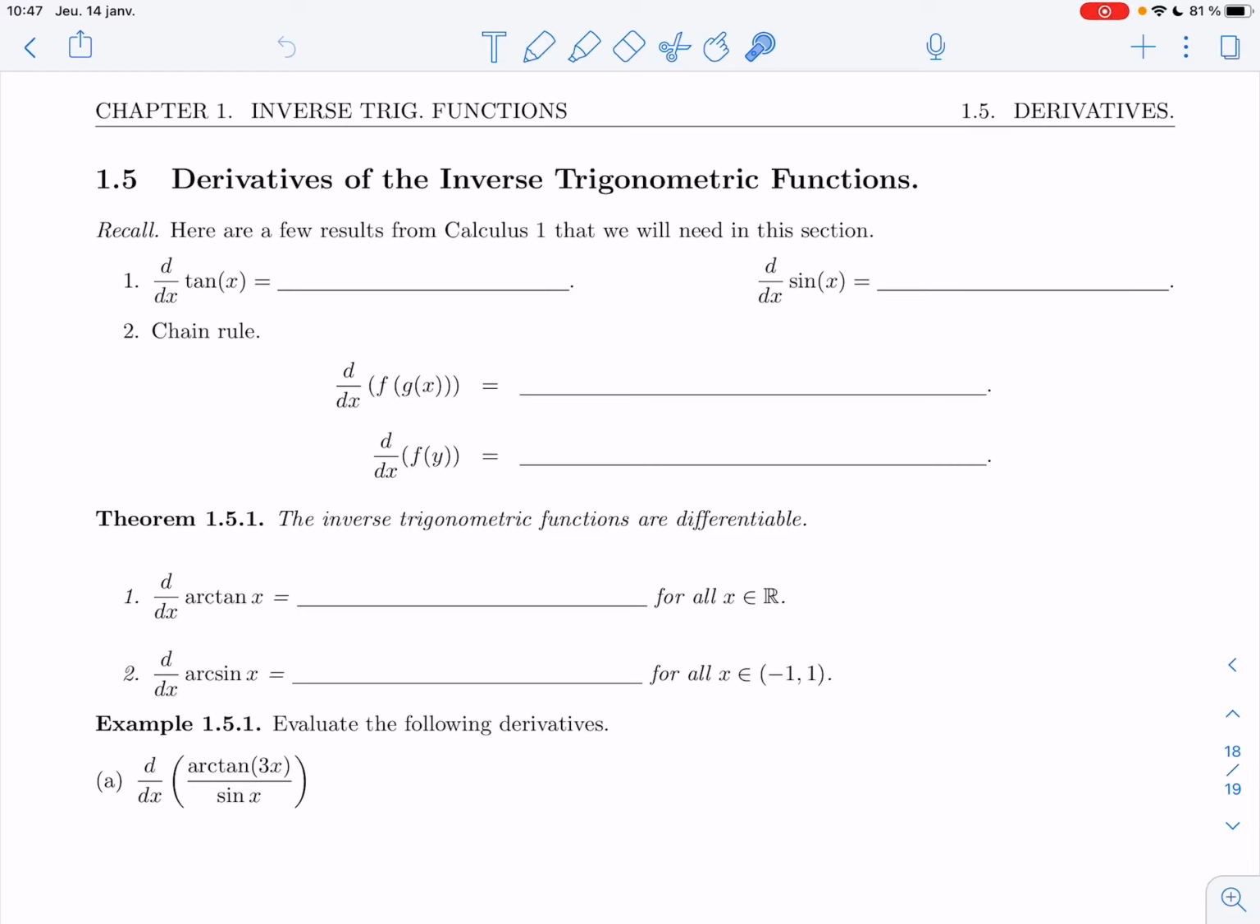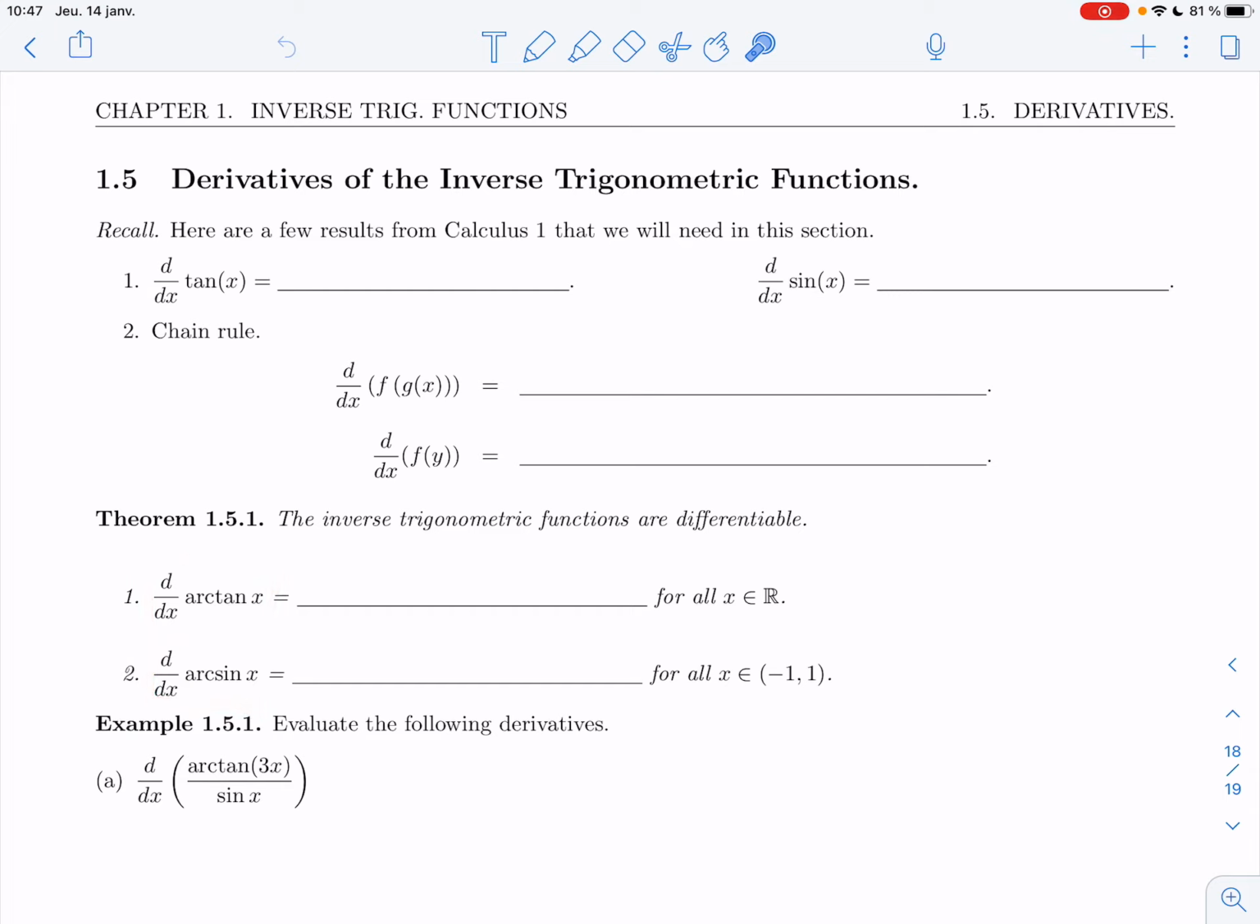Welcome back. In section 1.5, we'll be talking about the derivative of the inverse trigonometric functions. This is the final section of chapter 1. So we will compute the derivatives. We'll find the derivative of arctan and arcsine. We'll actually prove them too.